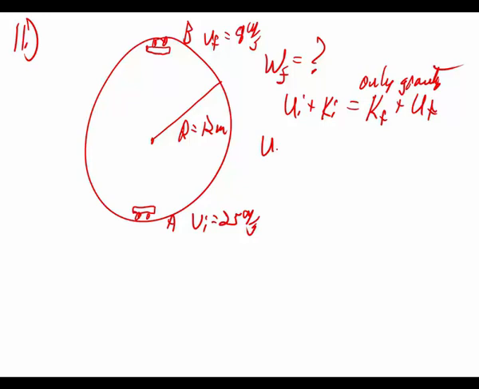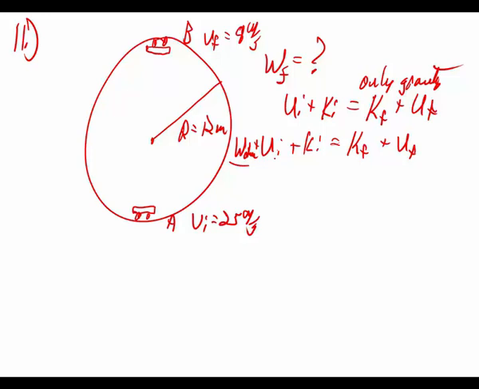Well, it was work other plus U initial plus K initial is equal to K final plus U final. It doesn't matter which one you put first, because they're both positive. Well, let me ask you something. Is friction an other work? Most certainly it is.